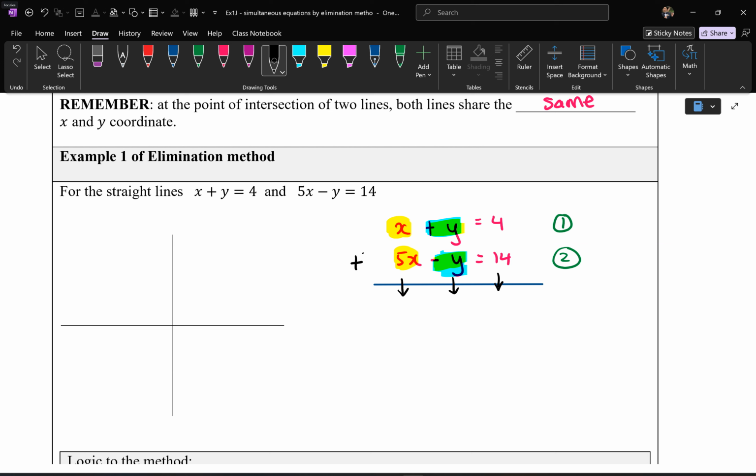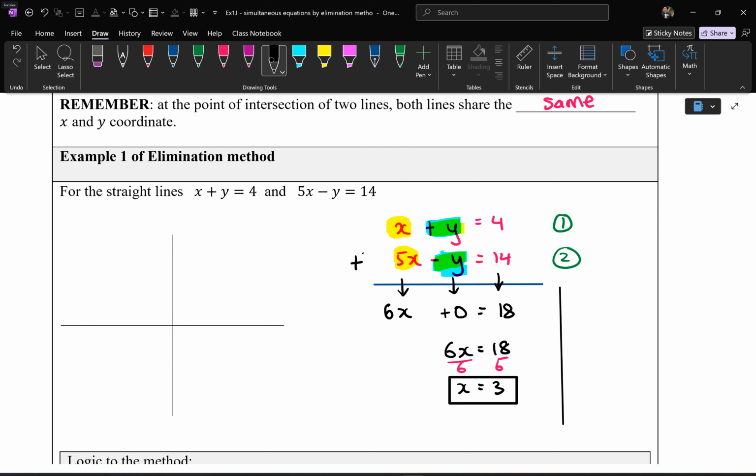What you get is x plus 5x is 6x, y plus a negative y is 0, 0 of those y's, and then 4 plus 14 is 18. And therefore you get 6x is equal to 18. And solving for x, divide both sides by 6 because that's times 6 there. That gives you 3. So I'm just going to write the method here. I'm dividing both sides by 6. And that's how we get x equals 3. So that is the x coordinate of your point of intersection.